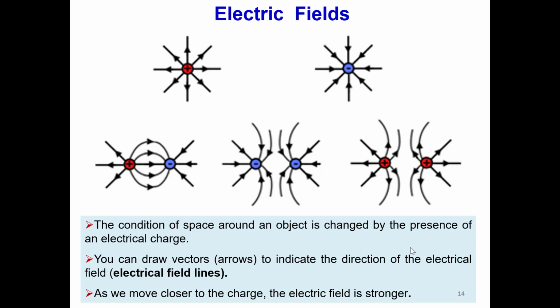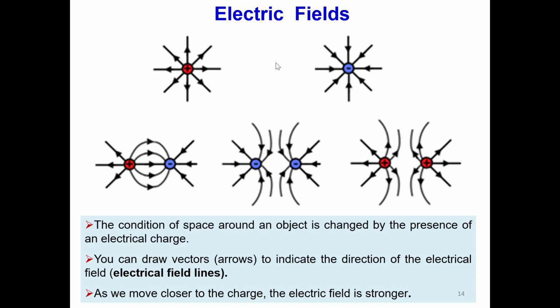In this slide, we want to discuss the concept of electric field. The electric field is related to the space around the electric charge. If there is an electric charge, the condition of space around that charge changes. How can we draw the electric fields? We can use lines and arrows to indicate the direction of the electric field. This kind of diagram is called electric field lines.